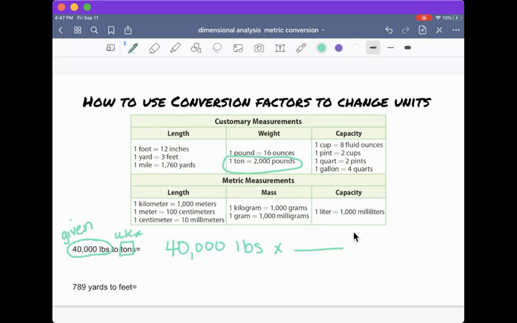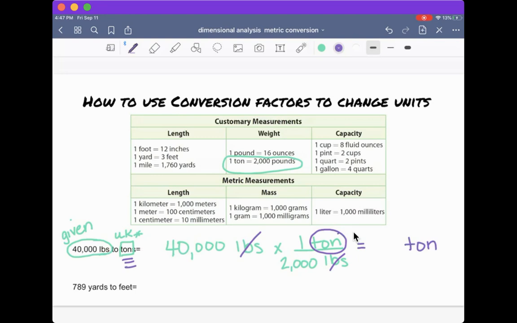So I want the pounds on the bottom. Still setting it up right. Okay, and then the 1 ton on top. So this is only a one-stepper because once I cross out my units, my lone standing unit is the ton, and that's what I was asked for here.